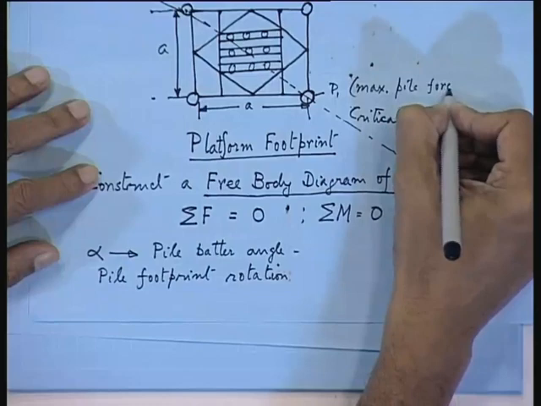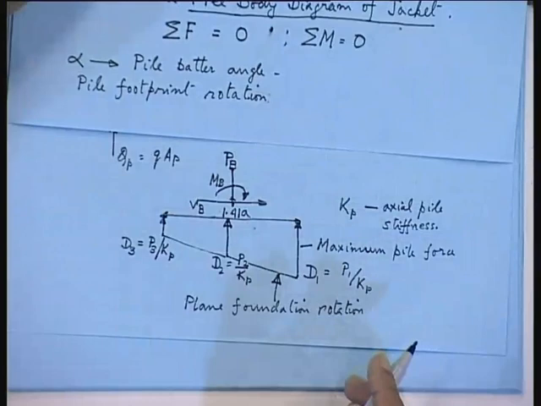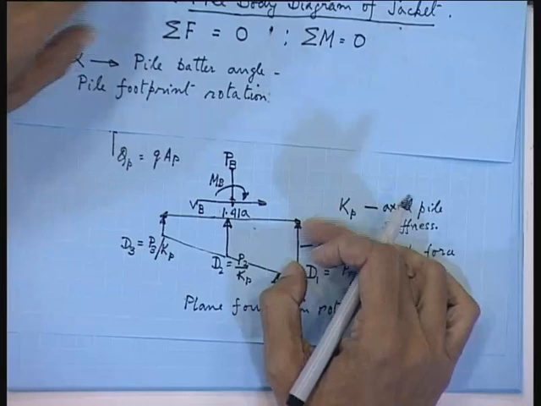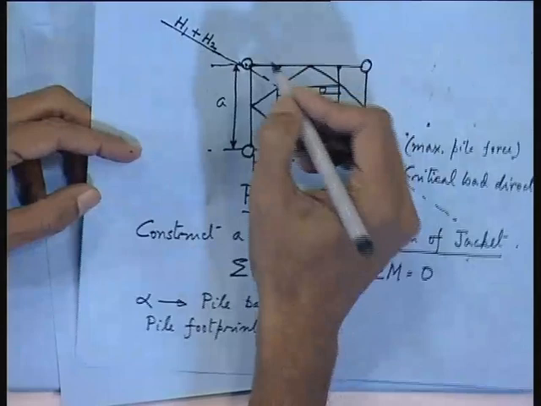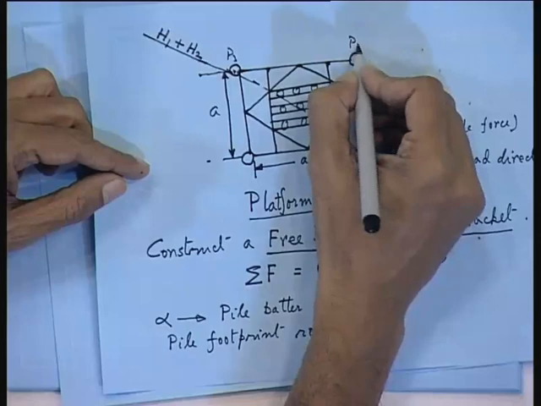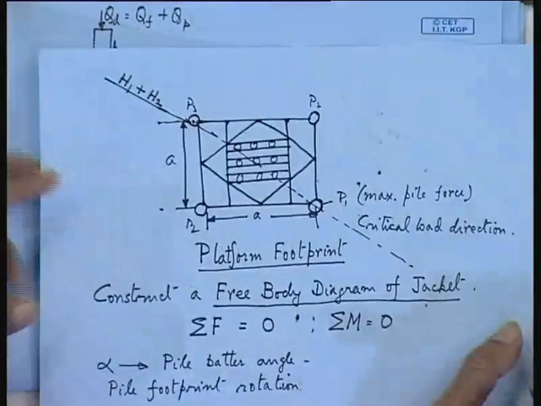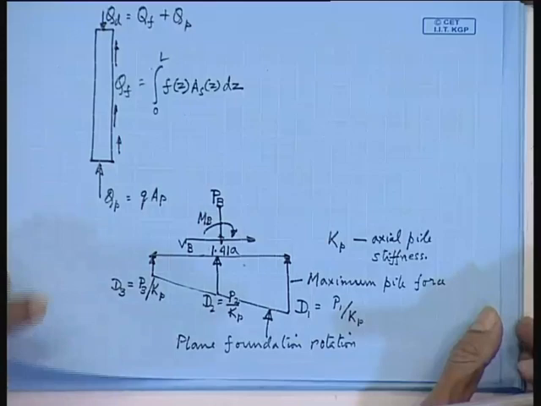Now, if you look at this diagram diagonally from this direction, you will find the maximum is coming here, the minimum is coming at the opposite corner, and somewhere in between you are getting this P2. Now, if you want to calculate the load on these two piles, if you calculate this as P1, this should be how much? P2 or P3? This should be P3 and these two will be P2 and P2. Your load is coming from the corner, in the H1 plus H2 direction. So now you find out P1.